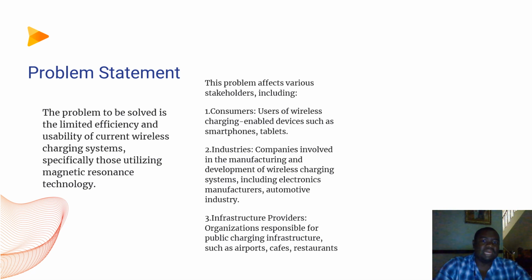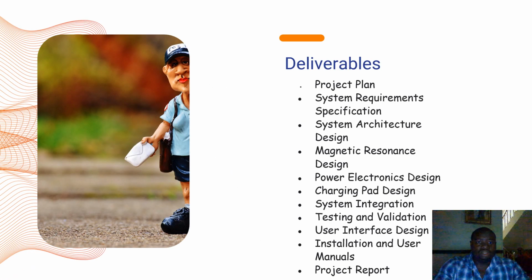The consumers who use smartphones, tablets, cars, or anything that can be built for wireless charging, and the industries like automotive devices, electronic manufacturers, and the infrastructure like cafes and restaurants. So going to the next list, we have the deliverables.